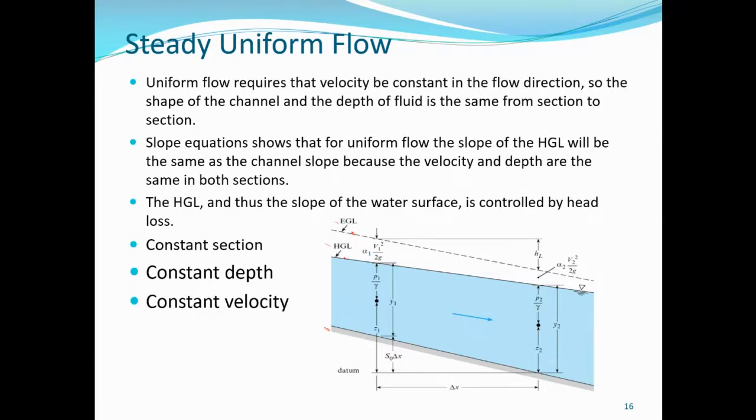Okay. So for uniform flow, you need all these to be true. The cross-sectional shape has to be constant, the depth has to be constant, and the velocity has to be constant. All these have to hold. But you see, in this case, y1 is not equal to y2 because the depth is increasing with distance, and hence this is not a uniform flow.